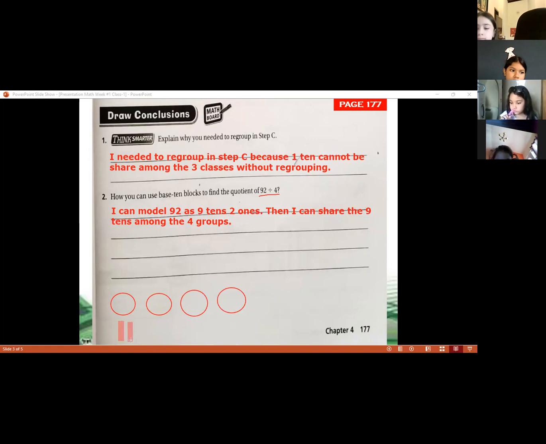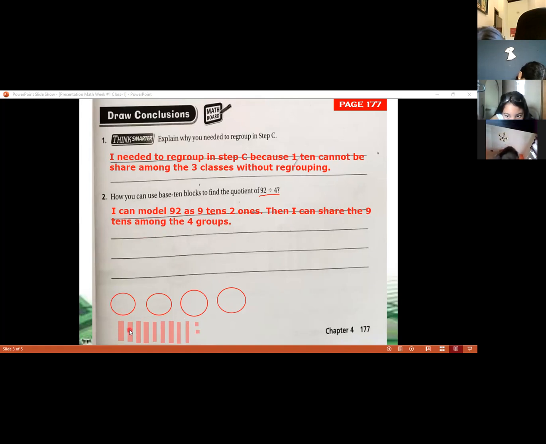So this means, yes, you can draw it also. 3, 4, 5, 6, 7, 8. Okay, I have the 9 tenths and 2 ones. I'm going to draw also the 2 ones. So 1 and 2 ones. I have my 92 represented here using this model: the 4 groups and the 9 tenths and 2 ones. Now it says I can share the 9 tenths among the 4 groups.